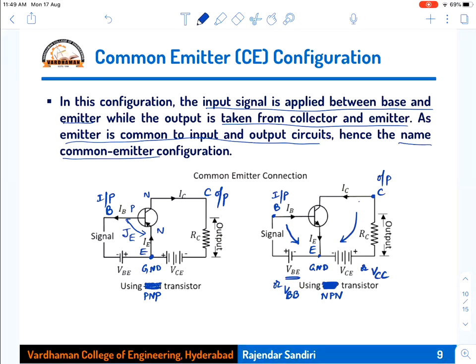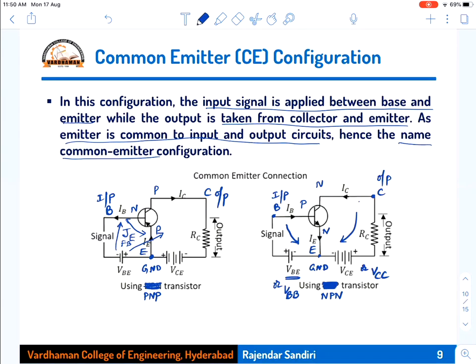So this is PNP. Okay. So by this, now, the positive terminal of the battery is connected to the P side, and the negative terminal of the battery is connected to the N side. So is it not forward biased? It is forward biased.